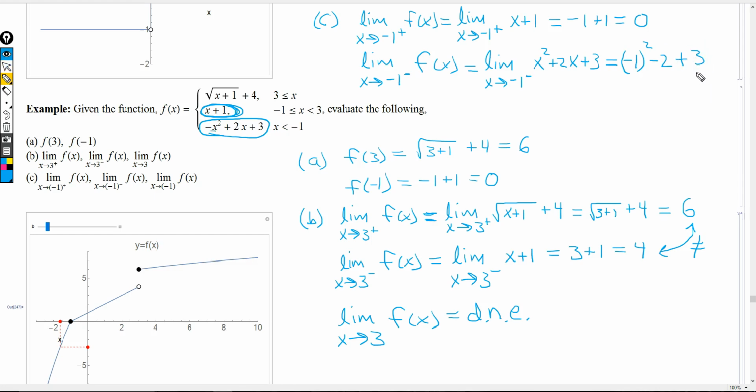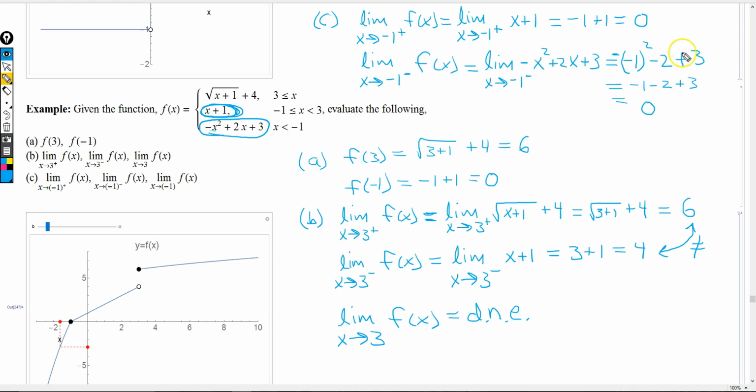Oh, I have a small error right here. I should have a negative with that x squared, right? Negative right there. See, I have a minus here. Forgot my negative, put that right there. So this is -(-1) squared, minus 2 times -1, which is plus 2, plus 3. And so that's equal to -1 plus 2 plus 3, and that is 0.